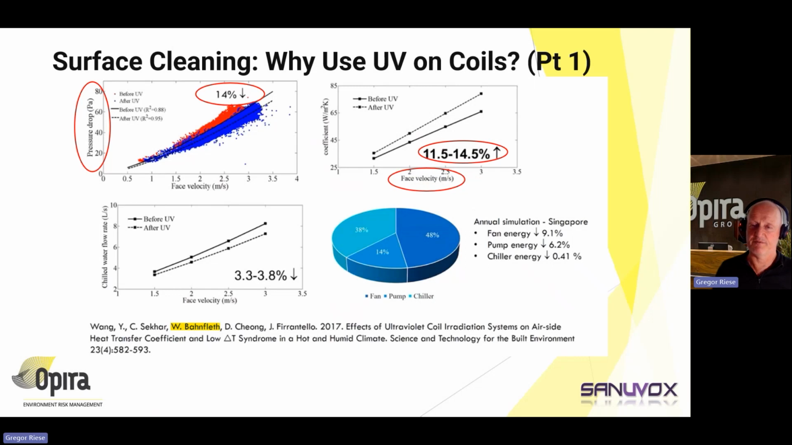There's improvement in face velocity on the air handlers between 11 and 14% after UV is installed. And there's also a reduction in the amount of chilled water demand. So there's some real energy saving implications. This study was done in Singapore. So this is for a tropical country where you have much higher humidities, but a very impressive set of results there for tropical areas.